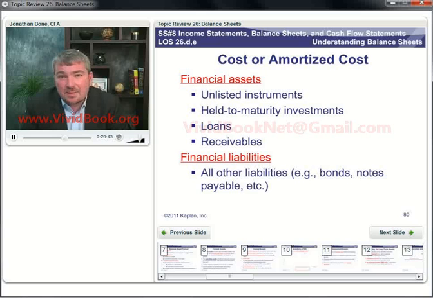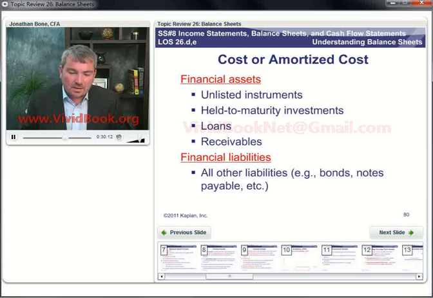Loans, so bank loans, etc., are held at cost, and also our accounts receivable, of course, are held at the sales value that we made. Financial liabilities, well, pretty much all of our financial liabilities, bonds, notes payable, accounts payable and bonds that we've issued, are held at amortized cost, and we'll look at the numbers on that a little later.